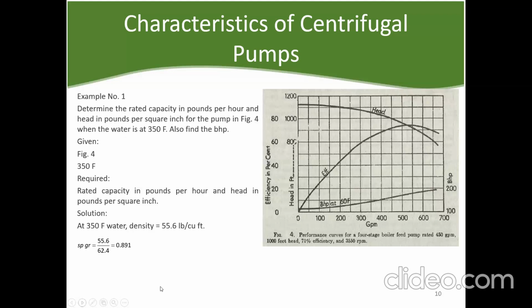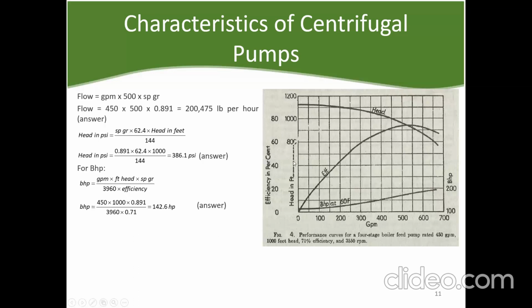So, flow rate mo is 450 GPM yan. So, 1,000 feet. So, yan ang rating ng pump mo. Since volume to, so kunin mo yung mass flow rate. Then, head in PSI. Ito pa si specific gravity. Okay, tama. Specific gravity times the standard density of water. So, okay na. So, 386.1 PSI. So, this is the answer.